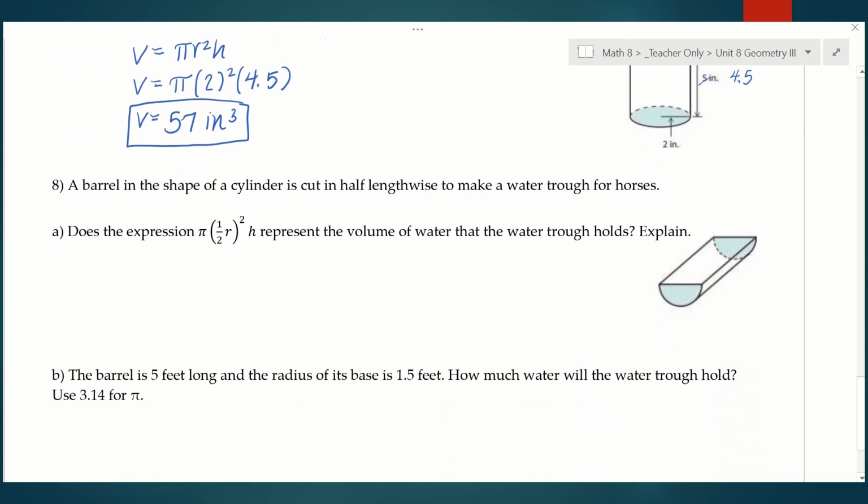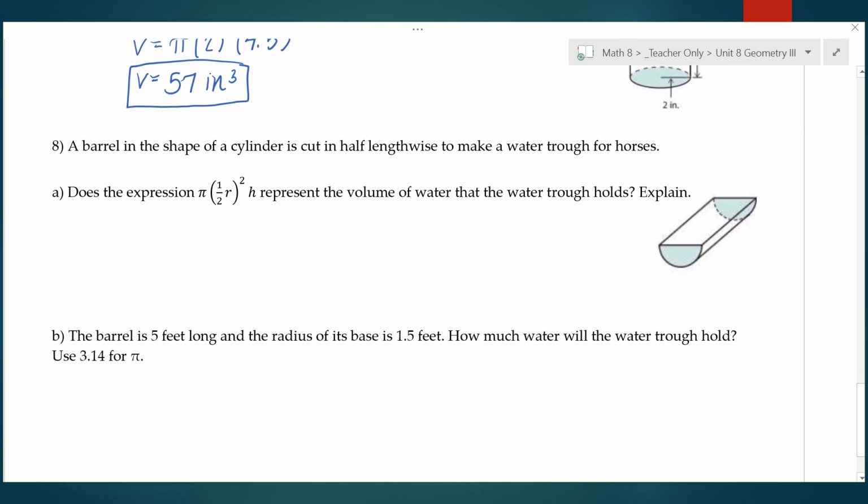Okay, last question. A barrel in the shape of a cylinder is cut in half lengthwise to make a water trough for horses. Does the expression pi times 1/2 r squared h represent the volume of water that the trough holds? Explain. Okay, so what we're looking at here is a cylinder that has been cut in half.